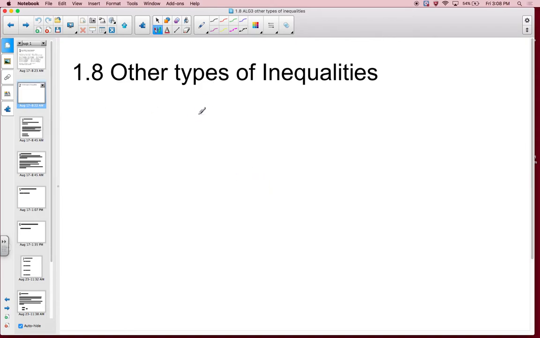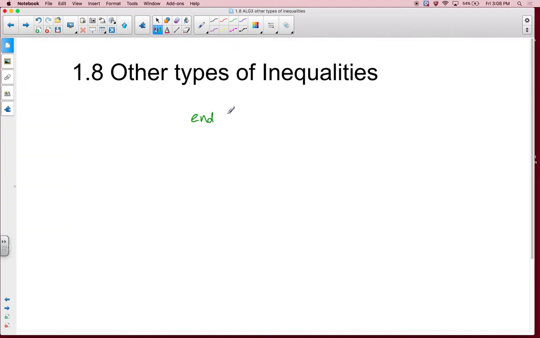So one thing that we should remember is our end behavior. We know that we look at the leading coefficient and the degree. That's going to help us with the end behavior. So if the degree is odd, it's going to be going in the opposite direction. If the degree is even, it will be going in the same direction.